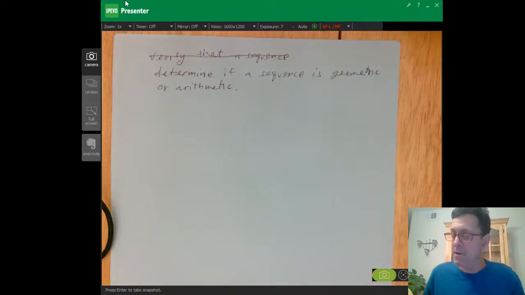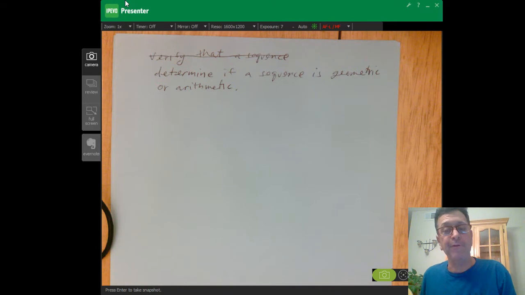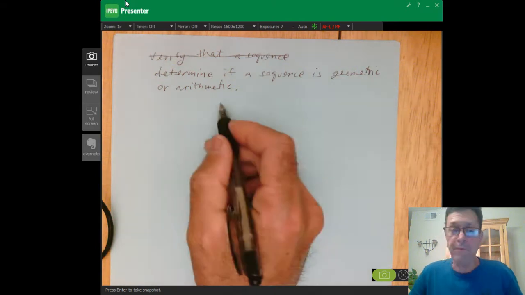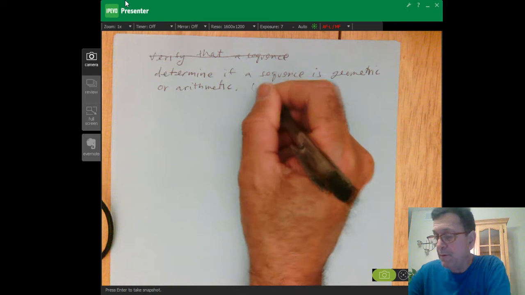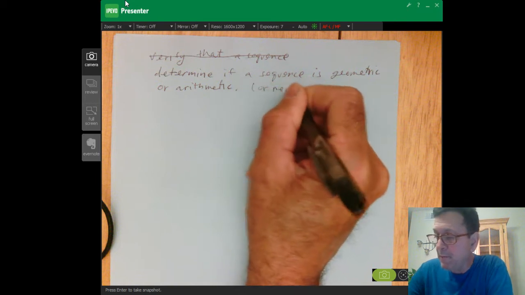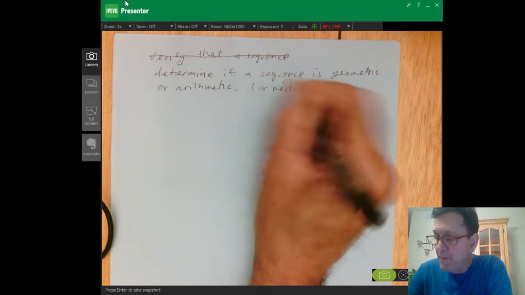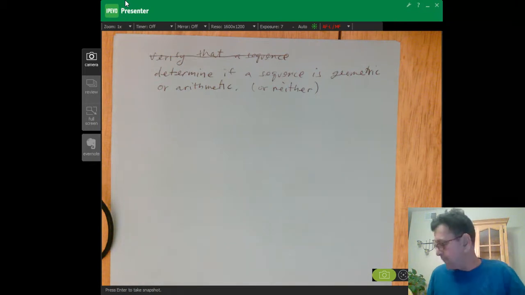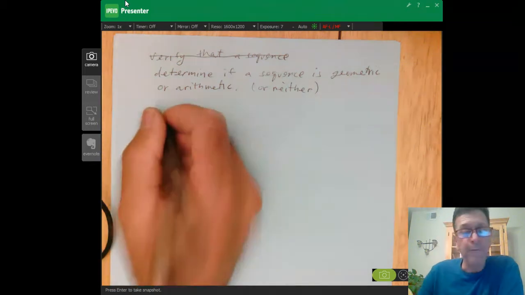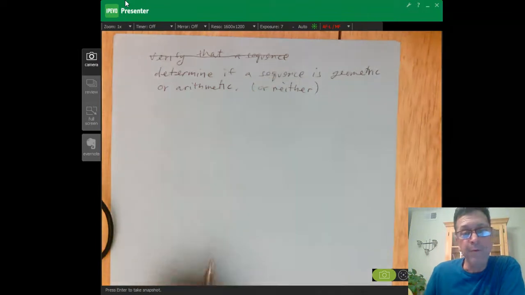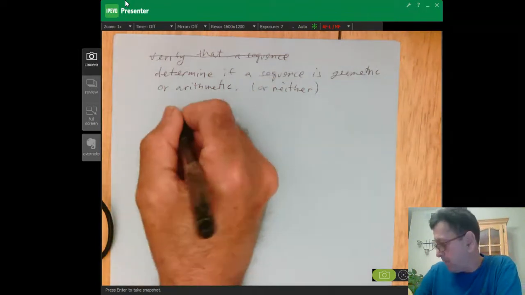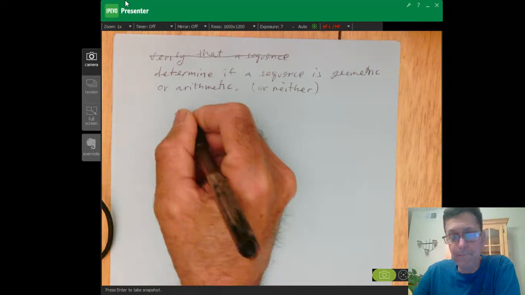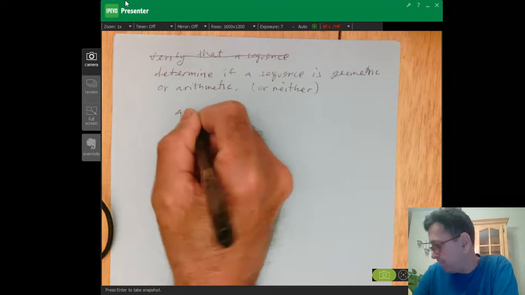Okay, so we're going to talk a little bit about how you determine if a sequence is a geometric sequence or an arithmetic sequence, or I suppose it could be neither. It could be something else. It could be a different type of sequence completely. So we're going to start off by doing some simple tests that can help you determine what it is. So let's just use this sequence right here.